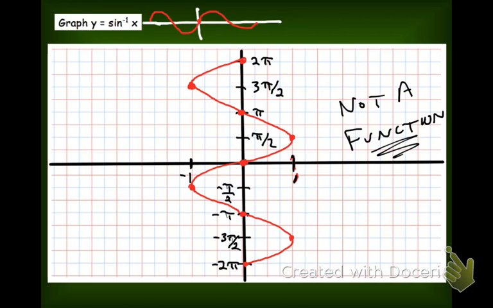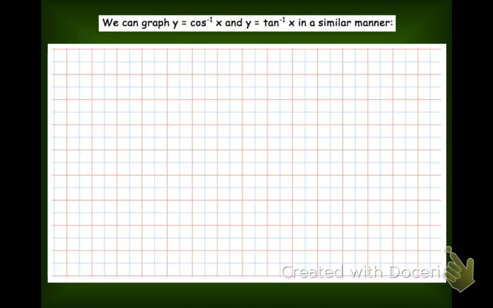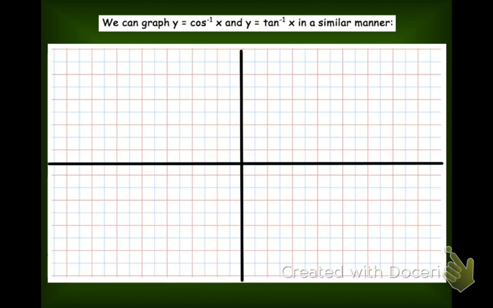Just like the next two. So we're going to graph, for the next part here, cosine, but the inverse of it, so arc cos. So we'll take our axes, and I'm not going to label these this time. So I have 1 and negative 1, pi over 2, pi, 3 pi over 2, 2 pi, negative pi over 2, negative pi, negative 3 pi over 2, and negative 2 pi.